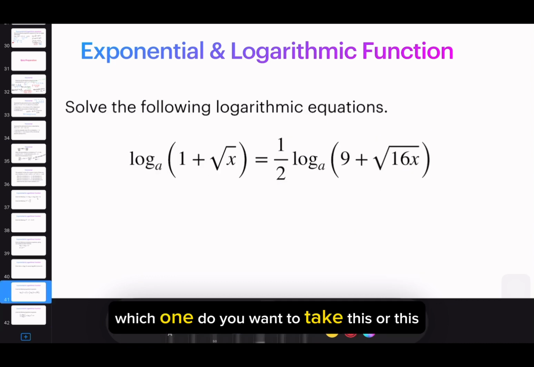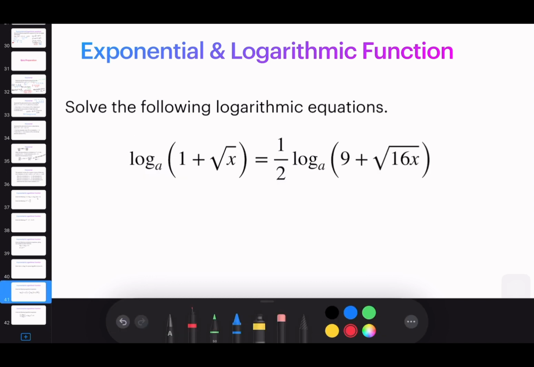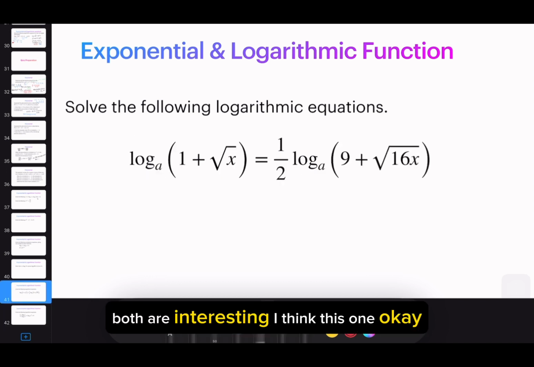Which one do you want to take, this or this? Both are interesting. I think this one, okay.